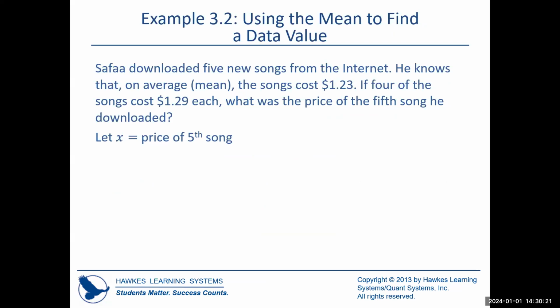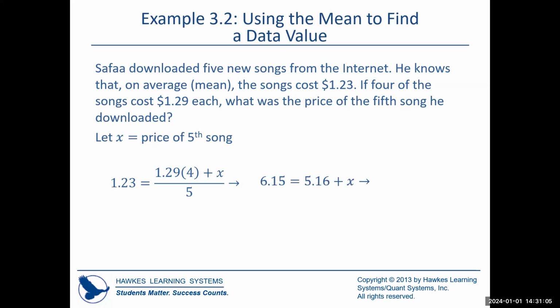Okay, we have an application. Safa has downloaded 5 new songs from the internet, and she knows that on average the songs cost $1.23. So if 4 of the songs cost $1.29, what was the price of the 5th song she downloaded? Okay, so let X be the price of the 5th song, since that is something that we don't know. That's the unknown here. That's the question that's guiding us. We know the average has to be $1.23. So we set that equal to $1.29 times 4, since there were 4 songs at that particular price, plus the 5th song's price, divided by 5, because we know that there are 5 songs.